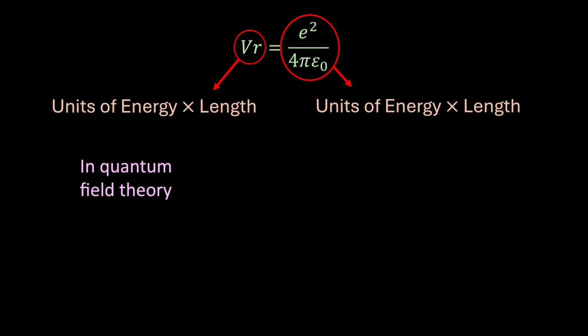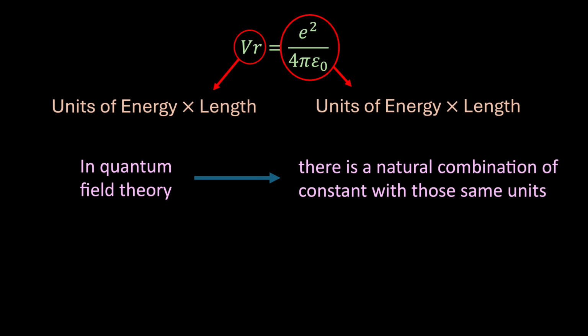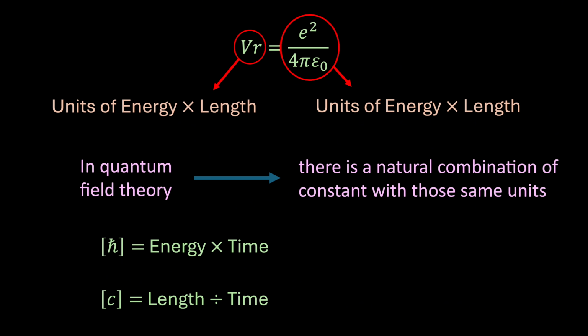Now, in quantum field theory, there's a natural combination of constants that has exactly those same units. The clue lies in the fact that quantum field theory unites quantum mechanics with Einstein's special theory of relativity. The key constant in quantum mechanics is the reduced Planck's constant, h-bar, which has units of energy multiplied by time. The defining constant in relativity is the speed of light, which has units of length divided by time. Multiplying these two together gives h-bar c, a quantity with units of energy times length, precisely the same combination we need.